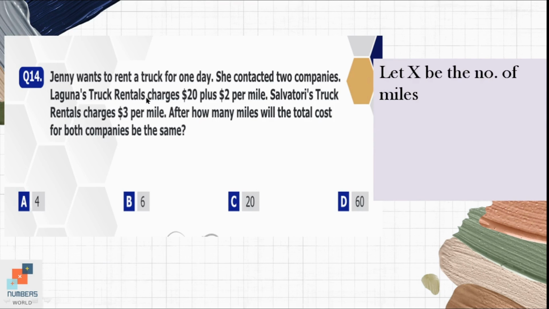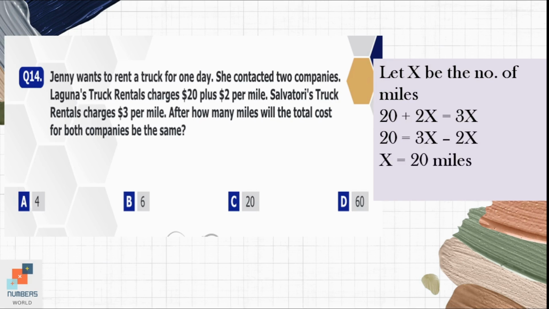As Laguna's truck rentals charges $20 plus $2 per mile, that information can be written on the left side of the equal sign like this. And Salvatri's truck rentals charges $3 per mile, so we can write it as 3x on the right side of the equation. Now we will solve it. So after the calculations, we may say that after 20 miles, the total cost for both companies will be the same, which is our option C.